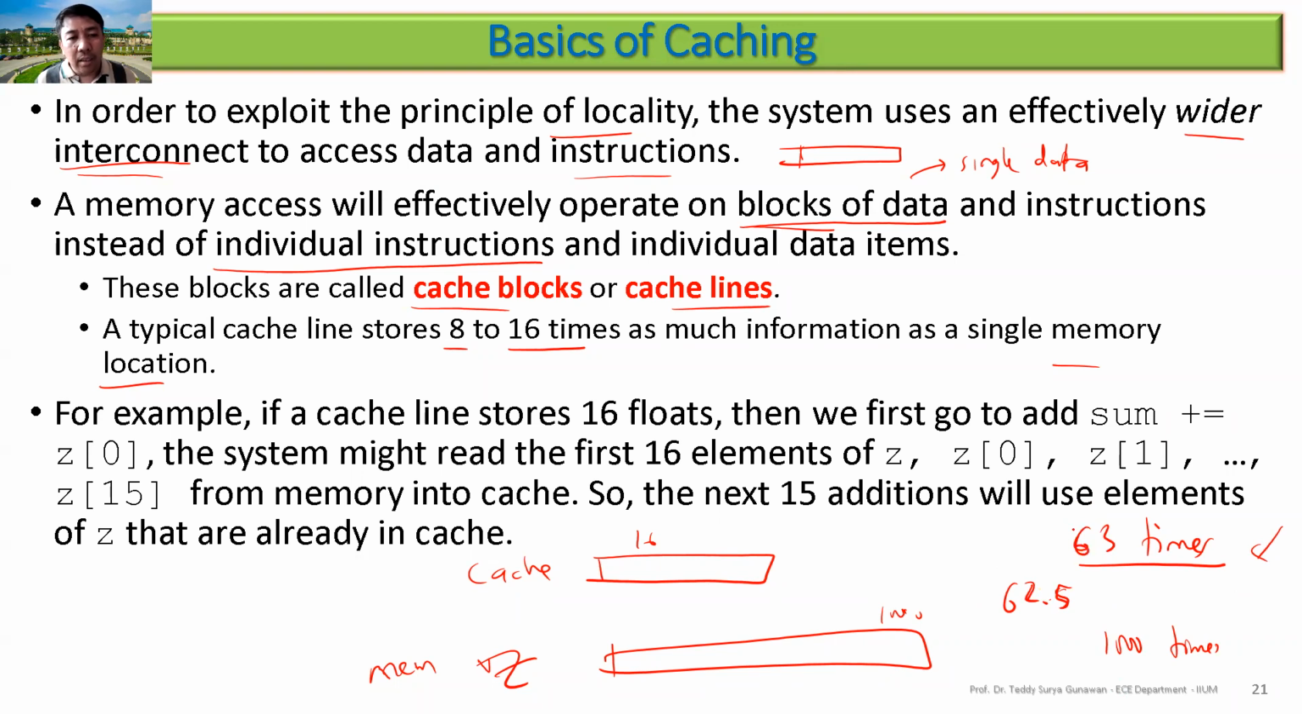For the last cache line, maybe you don't need some of the memory, only half is occupied, but that's fine. Compared to 1,000 times, it is still faster. How much faster? If you divide roughly, 1,000 divided by 63 is roughly 15.8 times faster. So you can see the benefit of the cache memory.